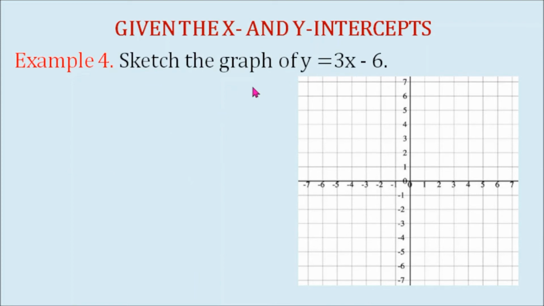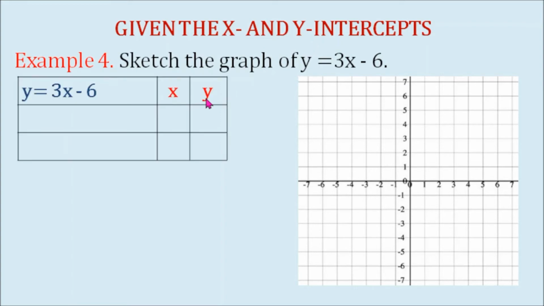So first, we are going to find the x and y intercepts. The x-intercept is the value of x when y is 0. And y-intercept is the value of y when x is 0. To find the x-intercept, we are going to substitute this y here with 0 and solve for x.